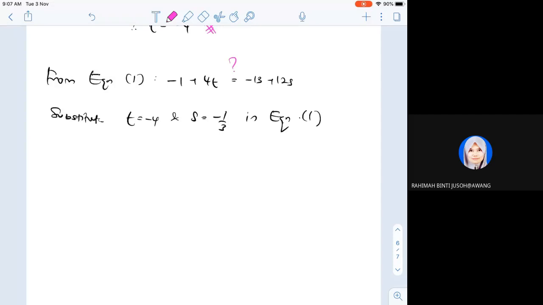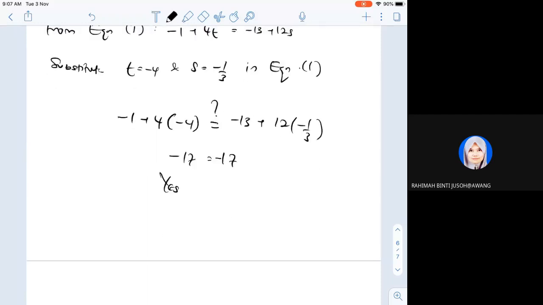Okay, so now kita masukkan nilai negative 1 plus 4 times negative 4. Is it equals to negative 13 plus 12 times negative 1 over 3? So this one we get negative 17, and here negative 13 minus 4, yes, negative 17. Yes. Both lines intersect.